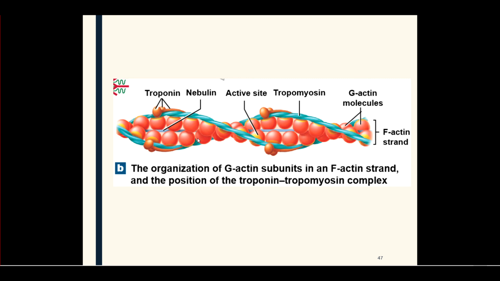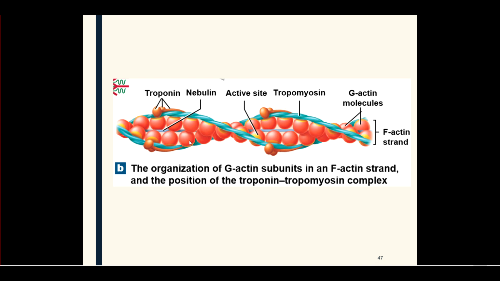Okay, so what do we need to know so far? The entire strand you're going to call F-actin, filamentous actin. What is it made of? It's made up of about 300 to 400 of these G-actin molecules. There's two rows of them, and they're all tied together by this blue line right there, known as nebulin. So that nebulin is running through the entire strand, and all those G-actins are tied to it.